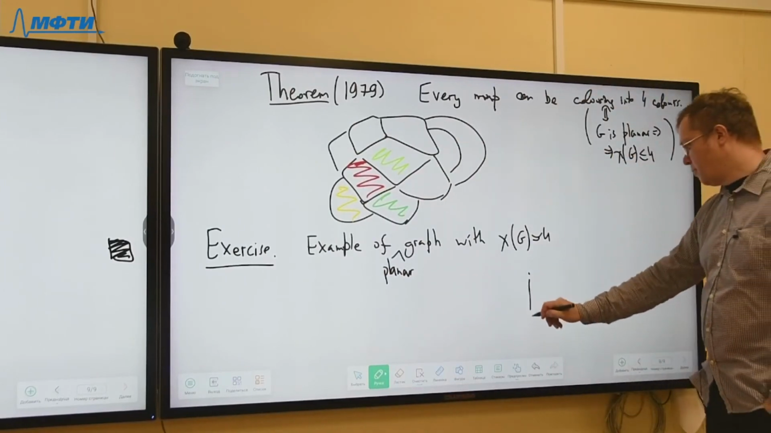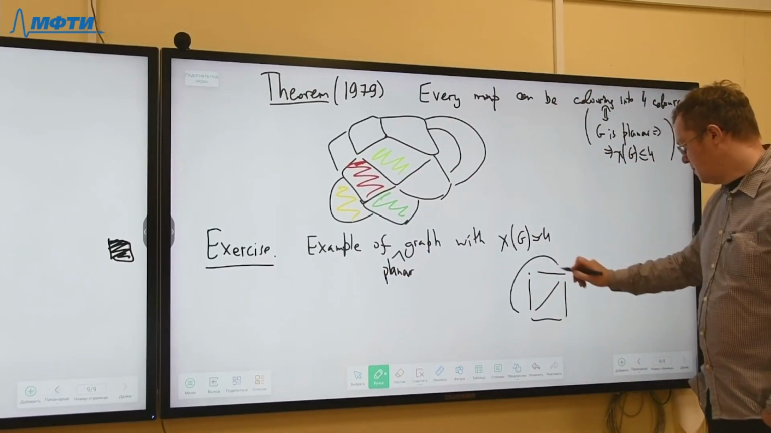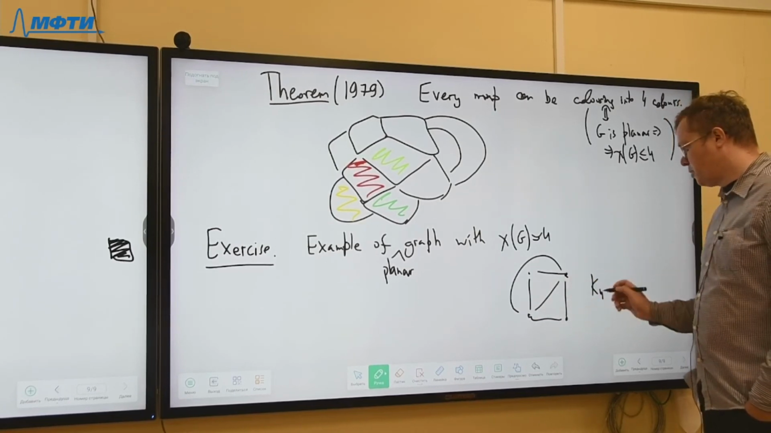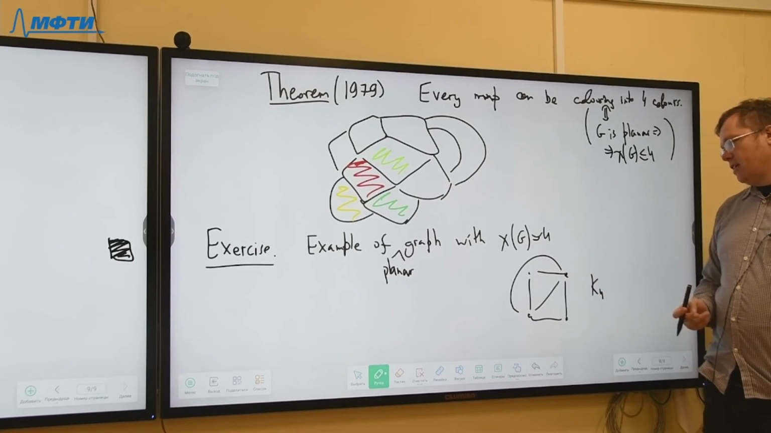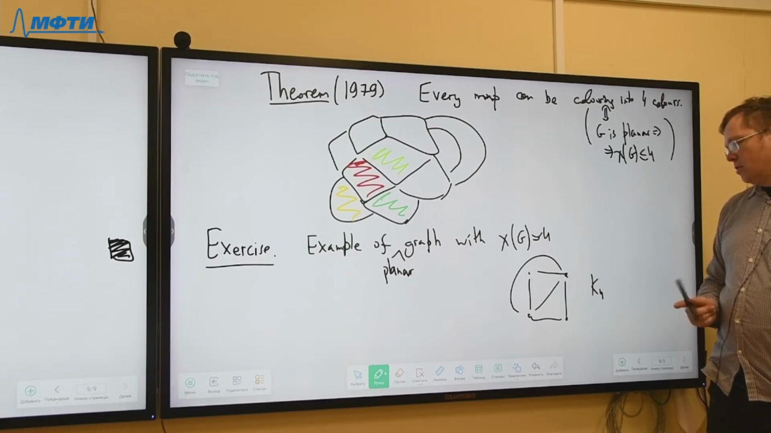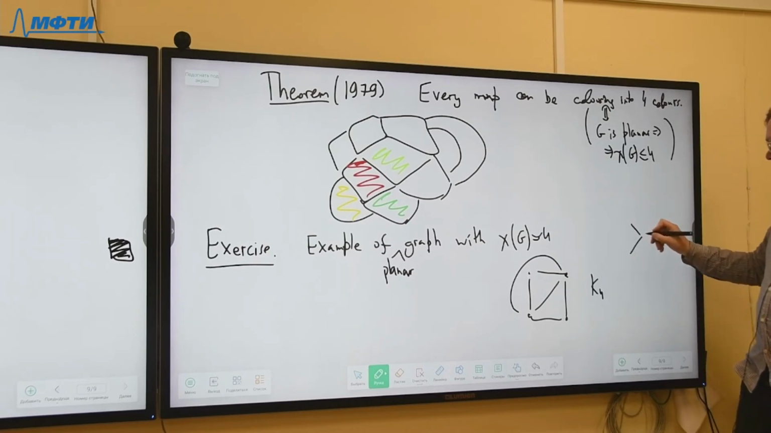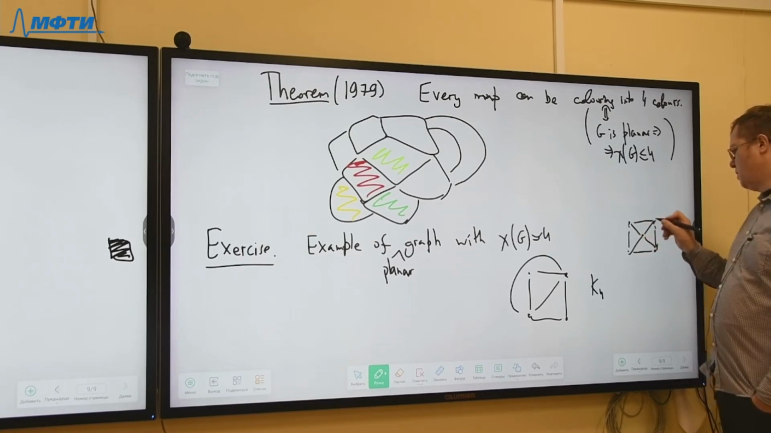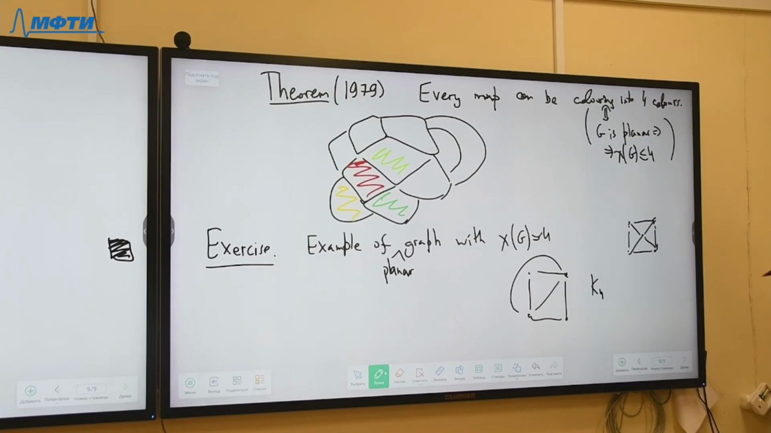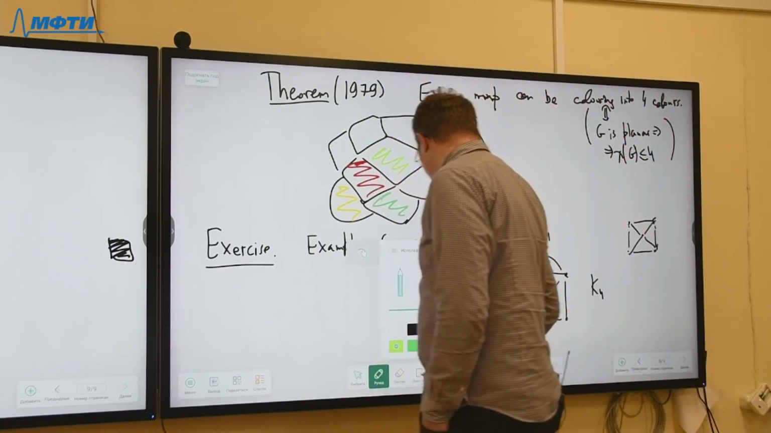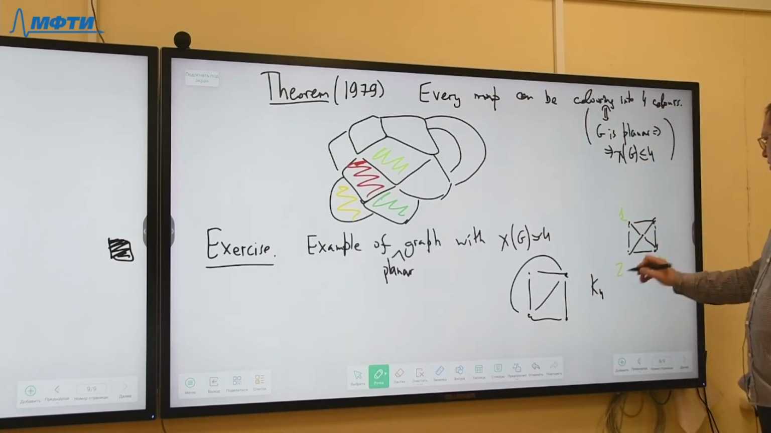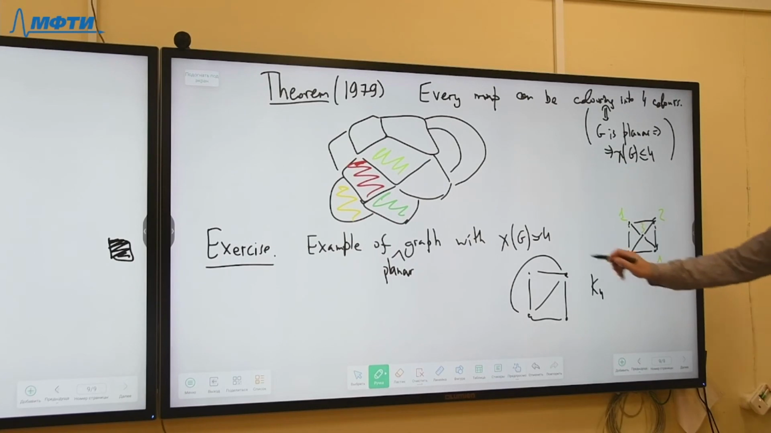So the easiest example is just K4, which can be drawn on a plane, so it's planar, and has chromatic number exactly four. But your example is also homeomorphic to K4, so I think it also has chromatic number equal to four. Maybe not. Here, one is one color, this is two colors, this is three colors. What is the problem here? Maybe your graph is only three-colorable. But if you take K4, then the chromatic number will be exactly four.